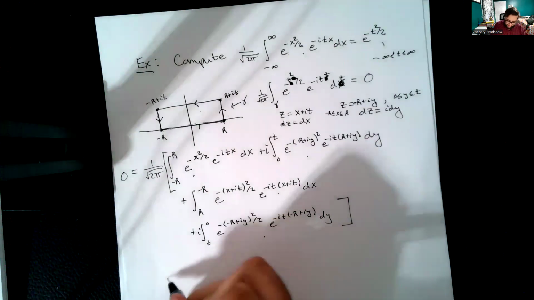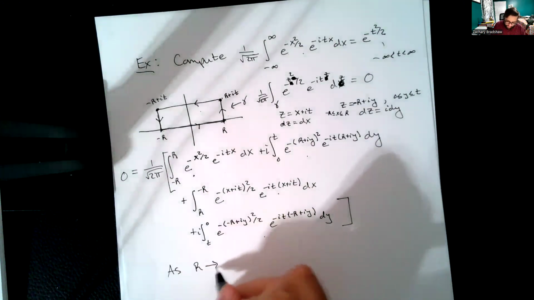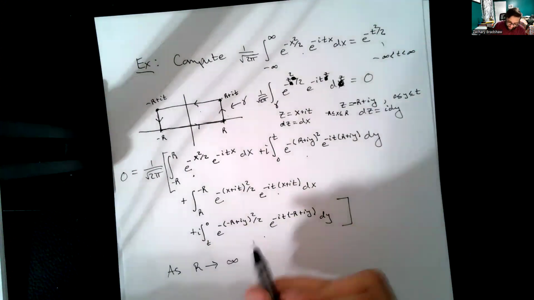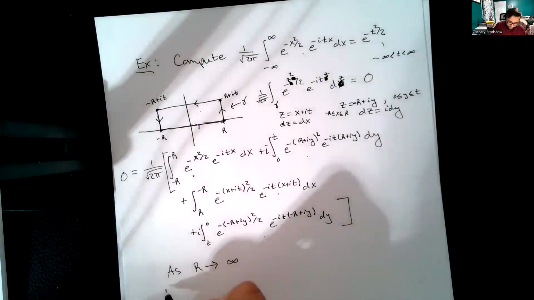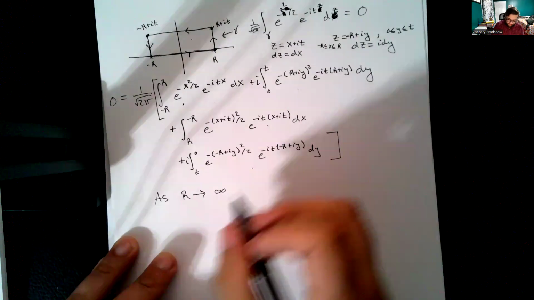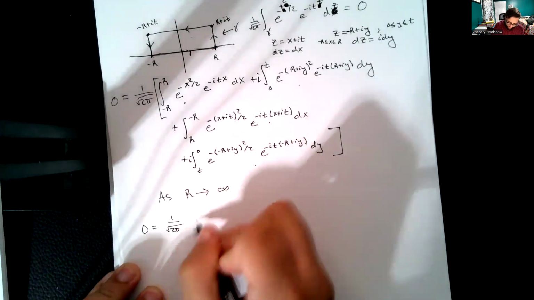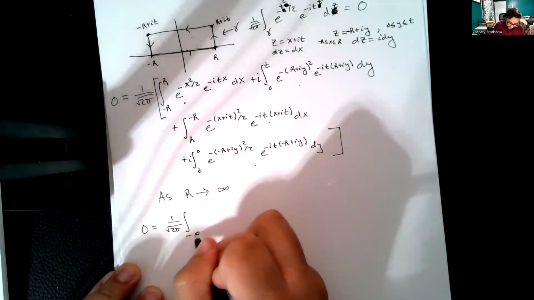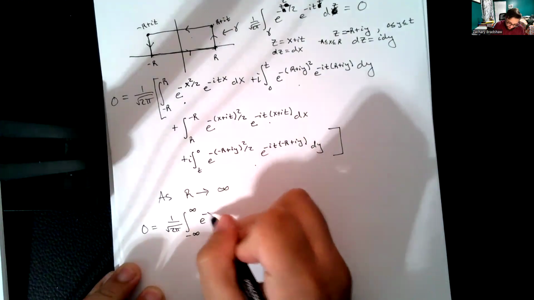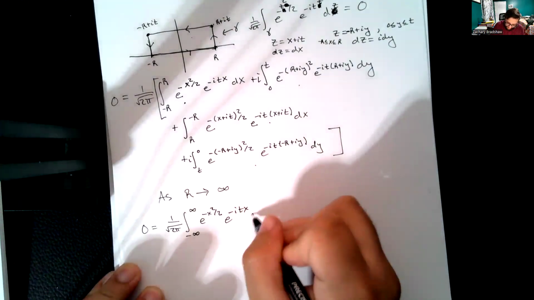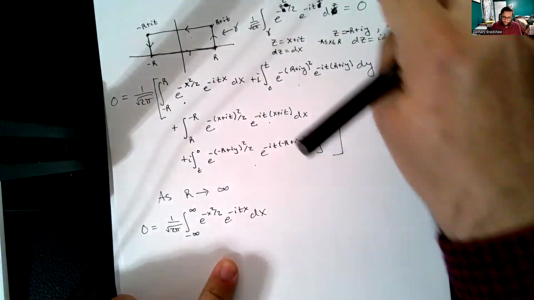But as r approaches infinity, something nice happens. What we have is, well, the first integral becomes the one we want. So we have 0 equals 1 over root 2 pi, integral from minus infinity to infinity, e to the minus x squared over 2, e to the minus i t x dx. That's the guy we want.